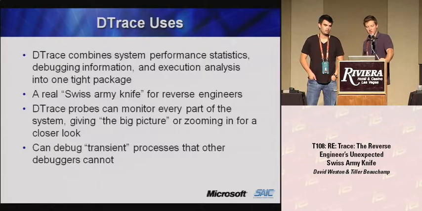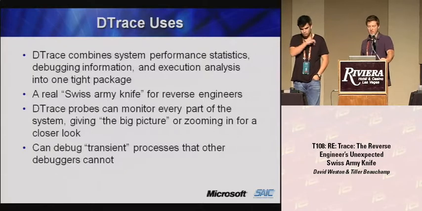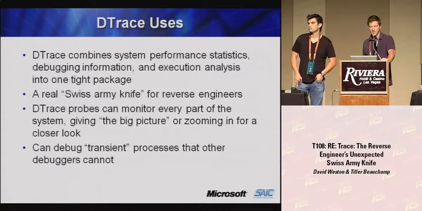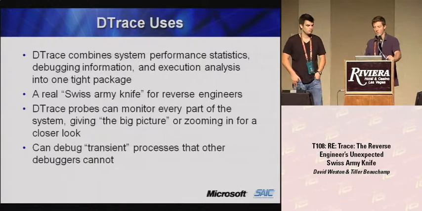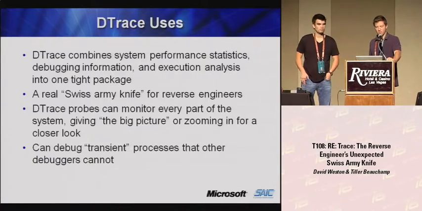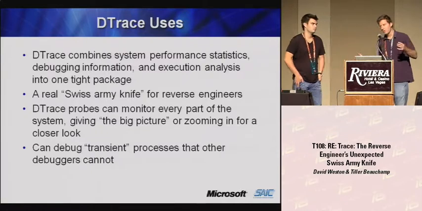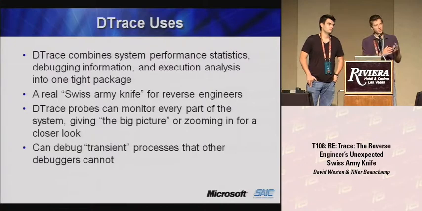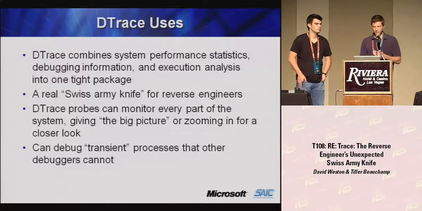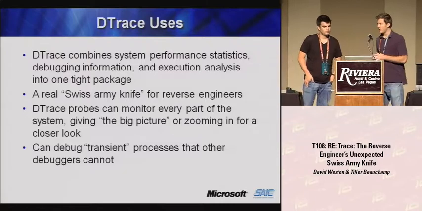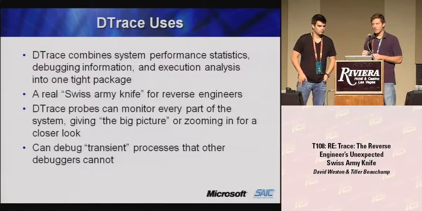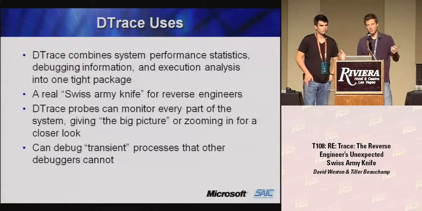The real takeaway here is that DTrace combines system performance statistics, debugging information, and execution analysis into one small framework. It turns out to be very useful for us as reverse engineers because we want to answer very general questions about behavior, but also zoom into a specific situation or condition and inspect exactly what the application is doing. We also have the ability to trace the application as it's interacting with the rest of the system, or to trace multiple applications at once.